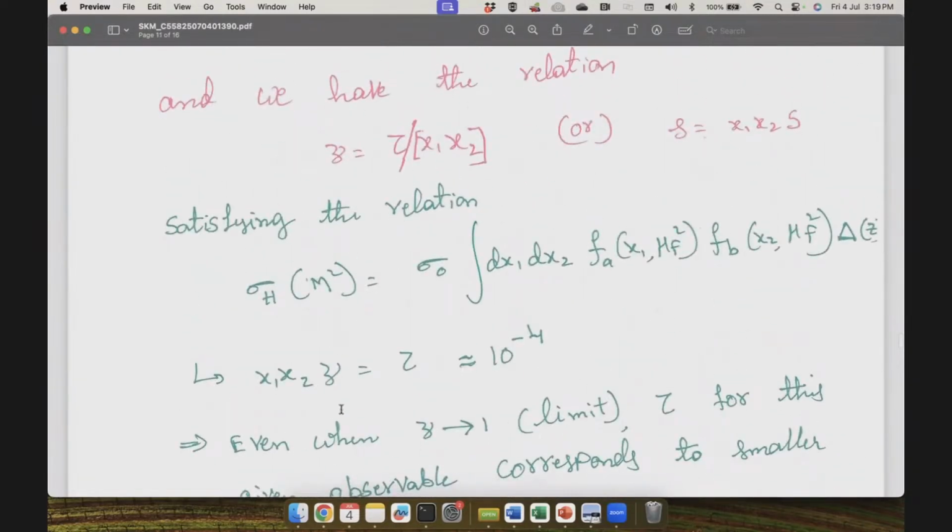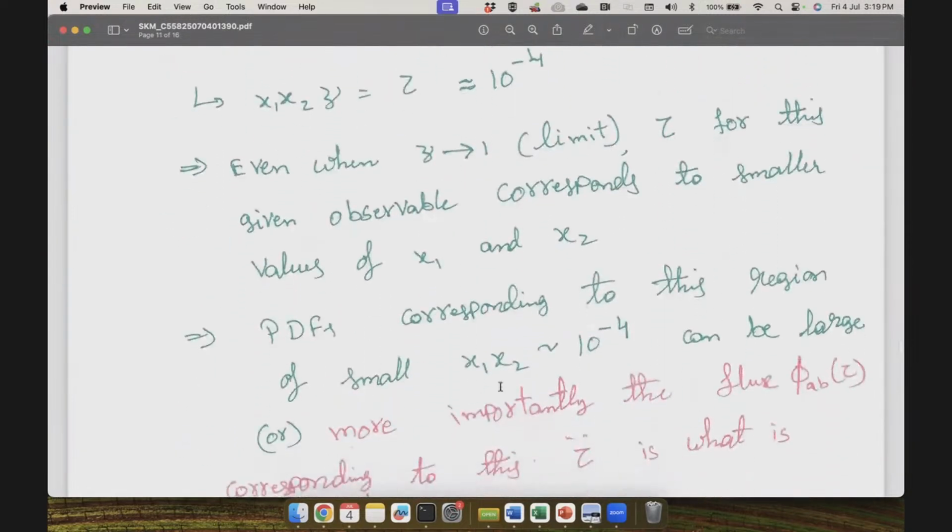So in this relation, you put z equal to 1, what I call the threshold limit. Even then, x1 and x2 should correspond to 10 power minus 4. Meaning, if x2 is as large as 1, then x1 is very small, like 10 power minus 4. Then the parton distribution function value is very large, but x2 will be very small. But if you take an intermediate situation like 10 power minus 2, even in that case the PDFs are very, very large. So as a result, there is a tight interplay between these things.